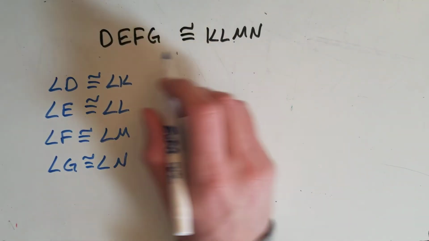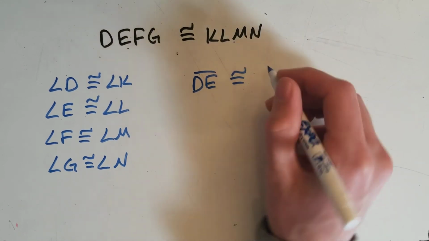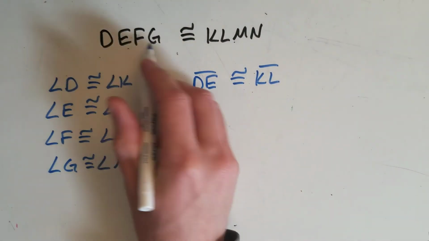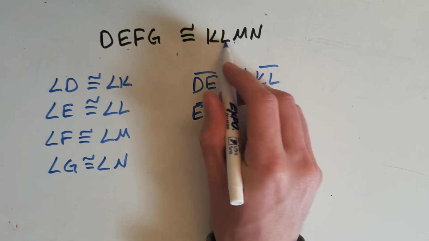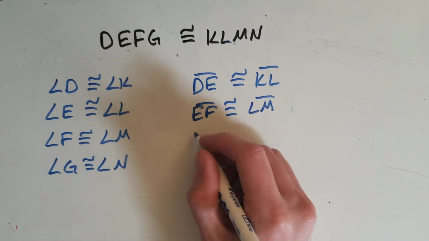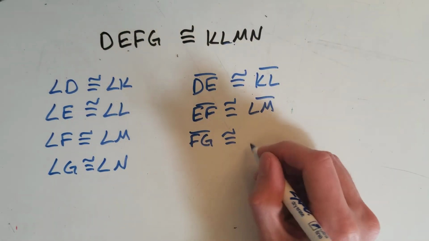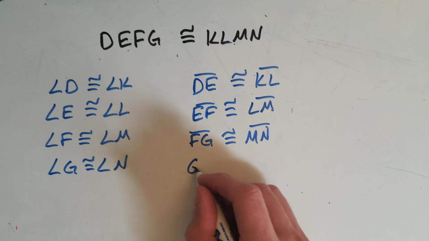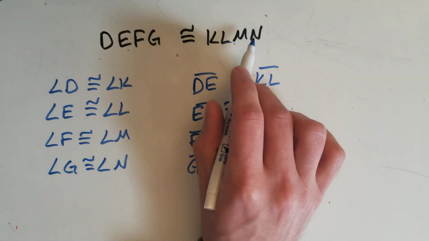And let's do our sides now. So DE, that side will be congruent to KL. The DE goes with the KL. EF, that side will be congruent with LM. FG will be next. This side is going to be congruent with MN. And then we'll do GD. Don't forget that last one. There should be 4 sides. So GD will go with NK.